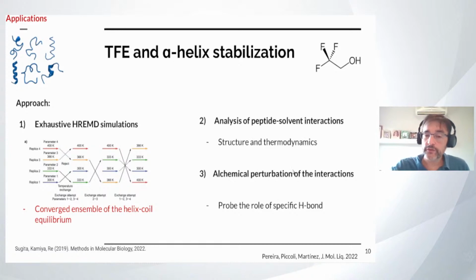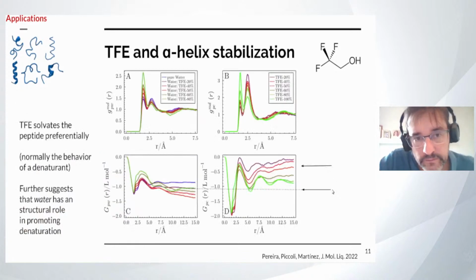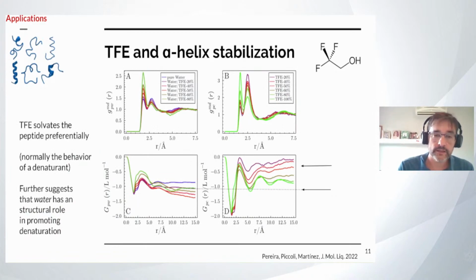And then what we thought is that we could perform alchemical perturbations in the interactions of the system in such a way to probe specifically the role of that hydrogen bond in the stabilization mechanism. So what we obtain in simulations of this process of solvation of this peptide in mixtures of water and TFE is that, of course, water can form hydrogen bonds. This strong peak here in the distribution functions is indicative of hydrogen bonds of water with the peptide. This is expected, particularly the hydrogen bonds of water with the backbone are expected and are known to promote the denaturation of the peptide.